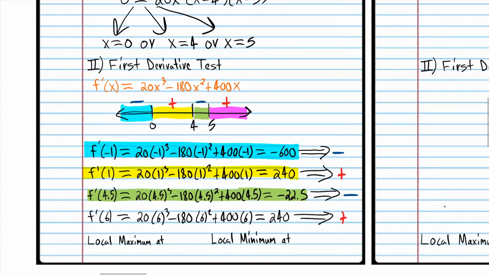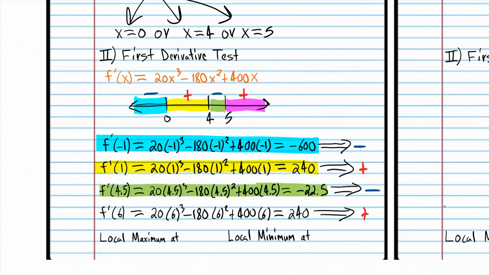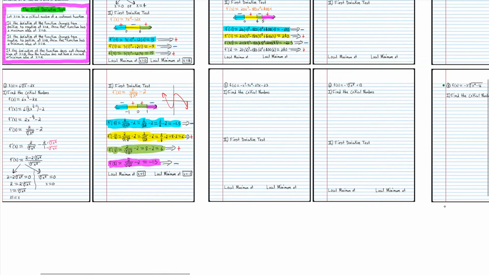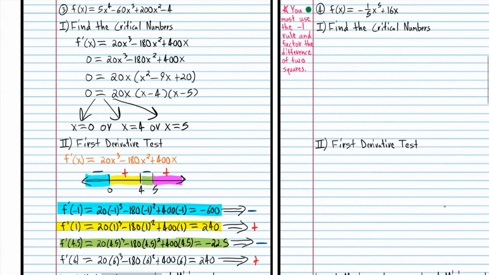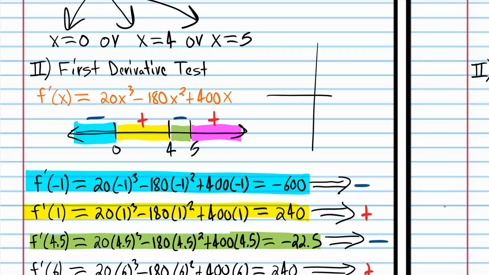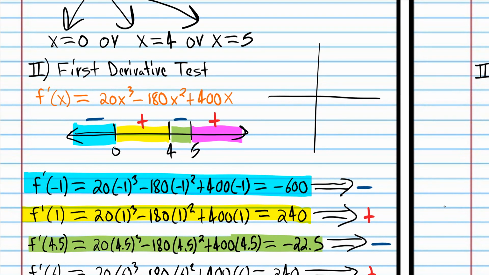So we don't have to draw the graph, but if we did draw the graph, it might look something like this. So we have a minimum value at x equals 0 because the derivative sign is changing from negative to positive, so we might have a minimum there, and then we have a maximum at x equals 4, and then another minimum at x equals 5. So our graph might look something like that.